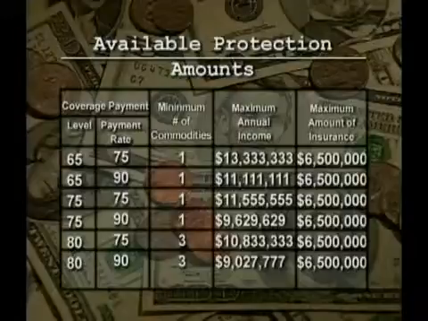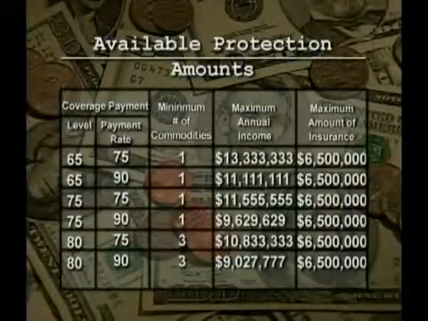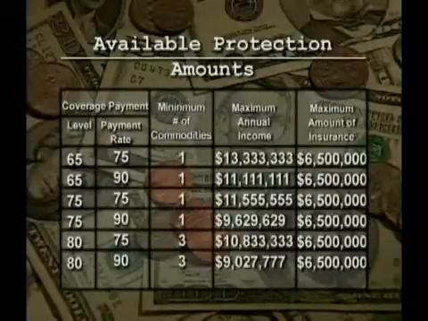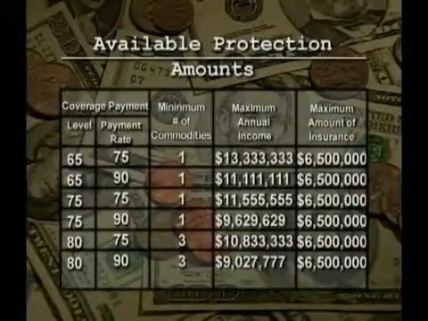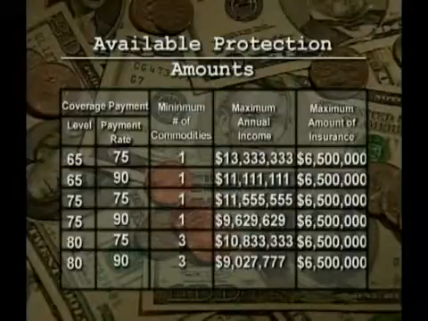Also associated with those are minimum number of commodities that must be produced, with the highest coverage level of 80% requiring 3 minimum commodities being produced on the farm. Also, the maximum annual income, which is not the amount of insurance, okay? So this is your total income on the farm, ranges from $9 million up to $13 million. But it all equals out to the maximum amount of insurance of $6.5 million.